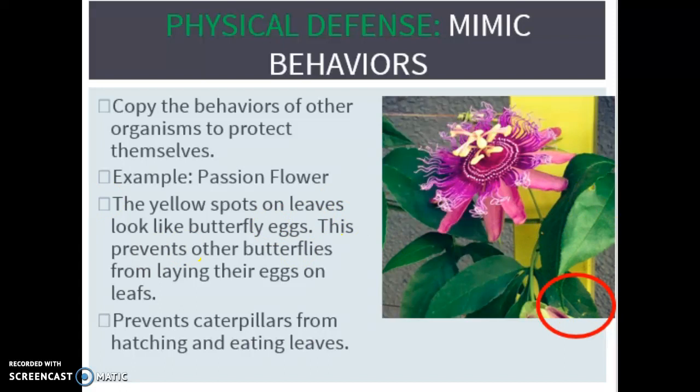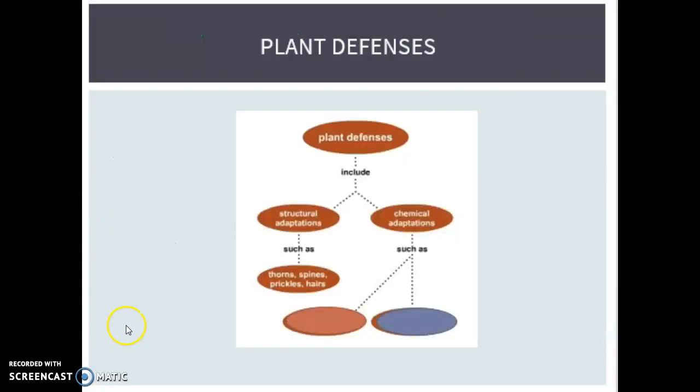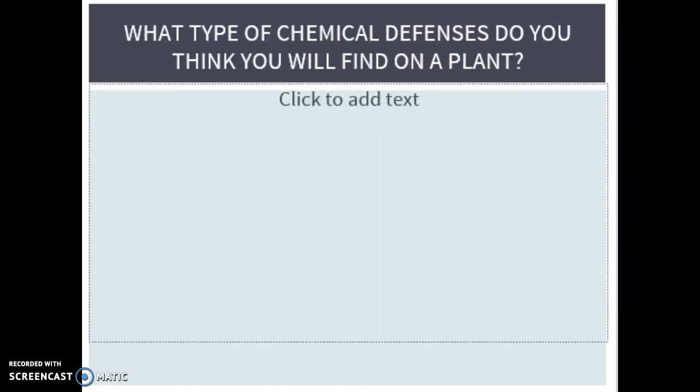So those are some plant defenses. We've talked about thorns, spines, prickles, hairs, and then the mimicking behavior. That's a structural response. Let's look at the chemical adaptations. One of those plants that I showed you had a chemical adaptation in there. So what type of chemical defenses do you think you can find on a plant? Go ahead and pause the video for a second as you think about this.